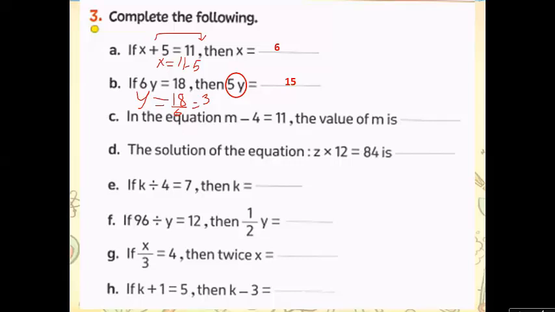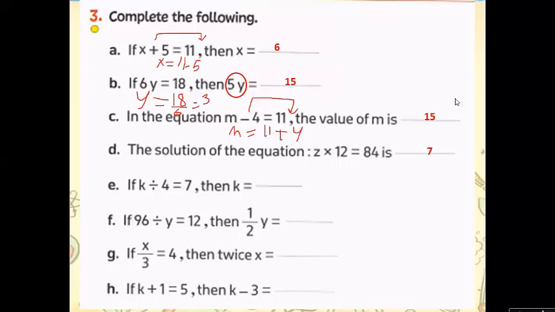Letter C, in the equation m minus 4 equals 11, I'm going to put m equals 11 plus 4, because I convert it from minus to plus. So m equals 15. The solution of the equation z times 12 equals 84: I'm going to put the 12 outside and change its sign. It will be 84 divided by 12, which is 7.